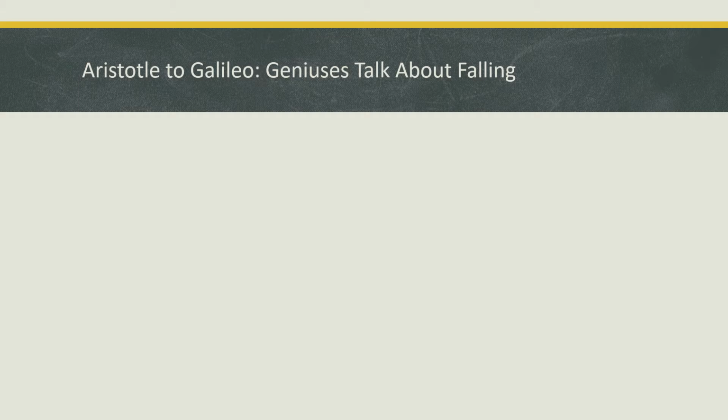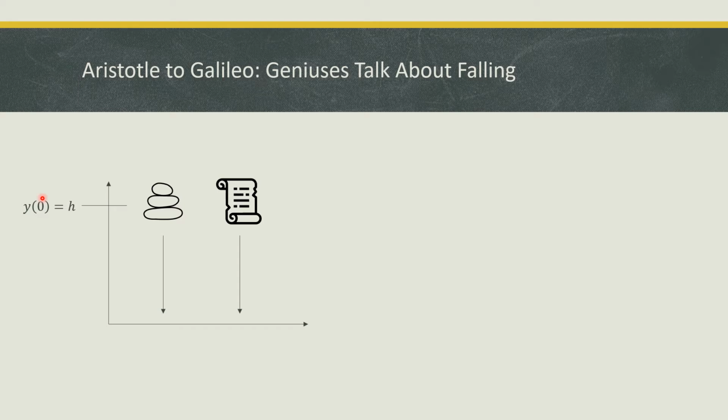So let us clarify the problem. Suppose we had two objects. Here we have a set of stones and a paper. We begin at a height y equals h. Here we use y of 0 because our independent variable will be time, and so this is time 0. Then we drop the objects and wait until they fall on the ground. Let us call the ground y equals 0, and the objects will reach the ground at time tau.